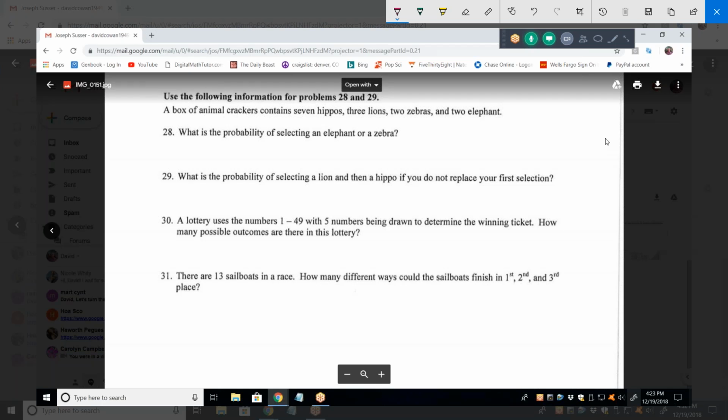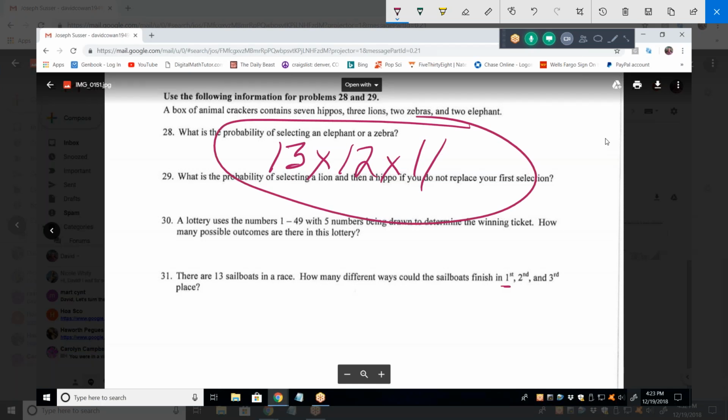However, in this case, if I were to label the sailboats A through whatever the 13th letter in the alphabet is, how many boats can come in first place? 13. How many boats can come in second place after the first comes in first place? 12. And there's 11 for third. And that should be the answer. You have answers on that?